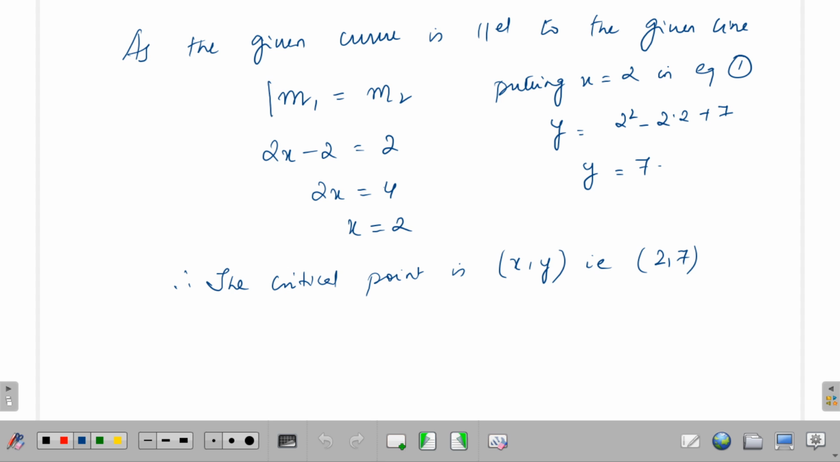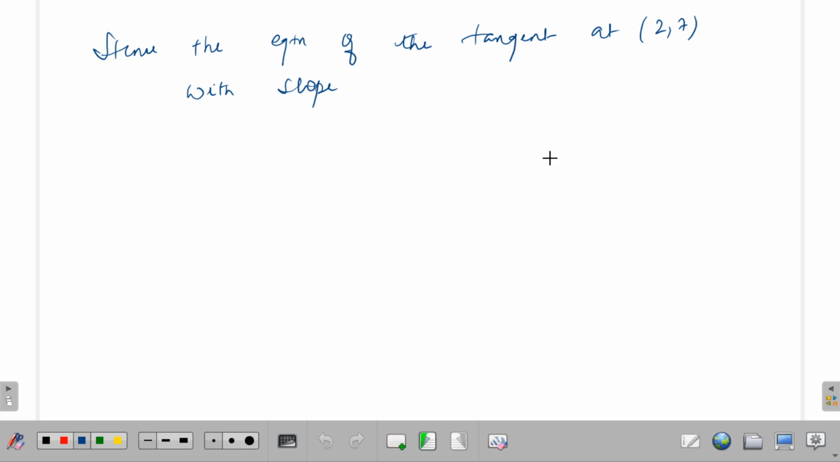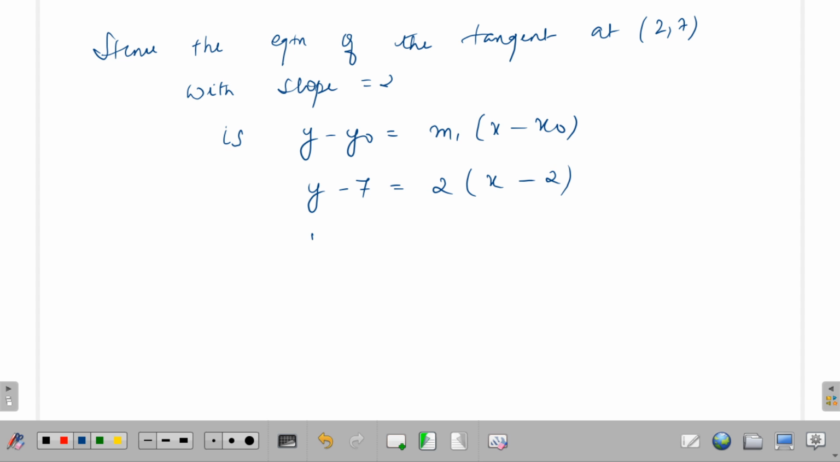But over here, I got m1 is equal to your m2. So your slope will be nothing more than 2. This is how we're going to do it without calculating. With slope 2, y minus y naught is equal to m1 times x minus x naught. So y minus 7 is equal to 2 times x minus 2. That will be y minus 7 is equal to 2x minus 4. So that is 2x minus y minus 4 plus 7 is equal to 0. So 2x minus y plus 3 is equal to 0.